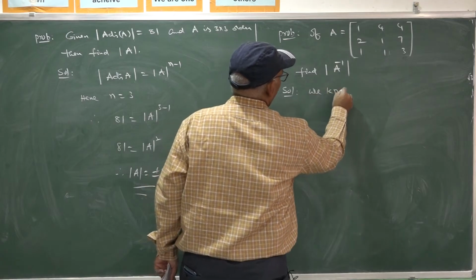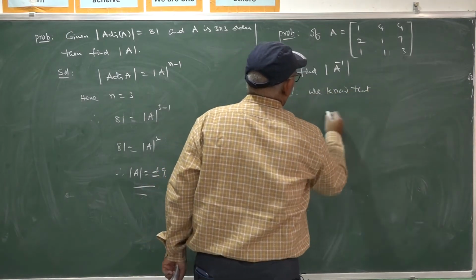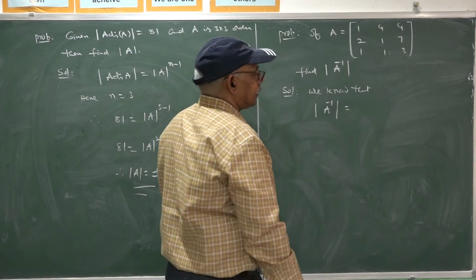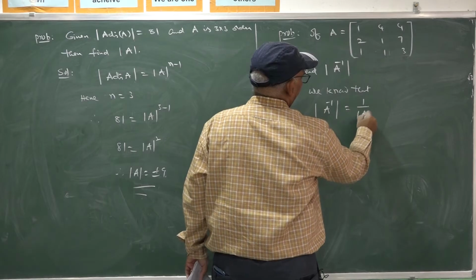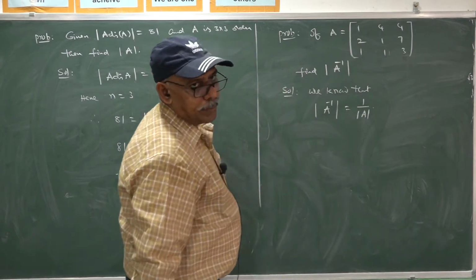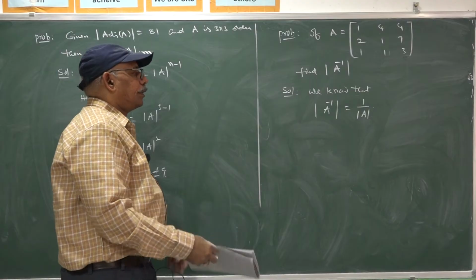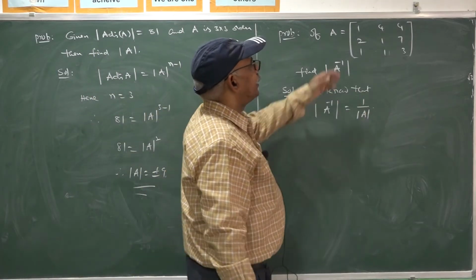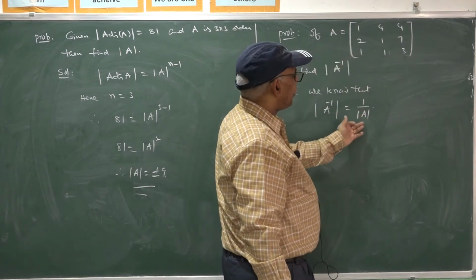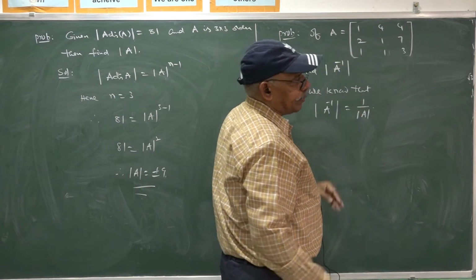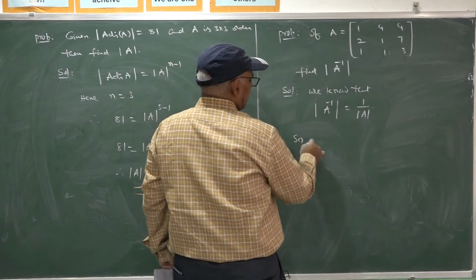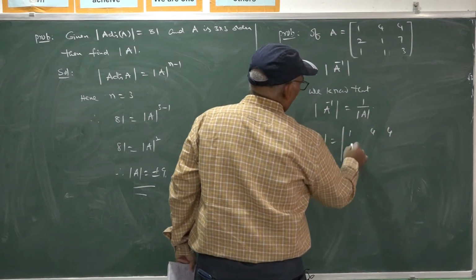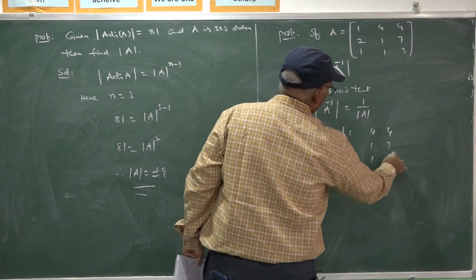We know that the determinant of A inverse is 1 by det A. Determinant of A inverse is 1 by the determinant of A. Find the determinant of A. Once you find the determinant of A, you get the determinant of A inverse. So, det A is the determinant of the given matrix 1 4 4, 2 1 7, 1 1 3.